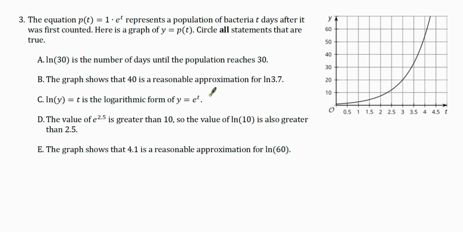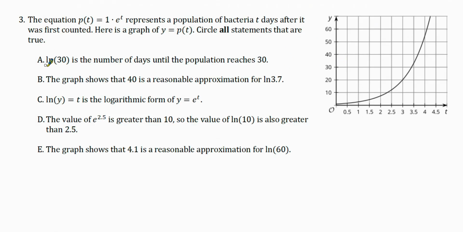On number 3, a select all that apply question. So here we have a graph of 1 times e to the t, and we're told that it represents a population of bacteria t days after it was first counted. So let's go statement by statement and analyze here. So natural log of 30 is the number of days until the population reaches 30.